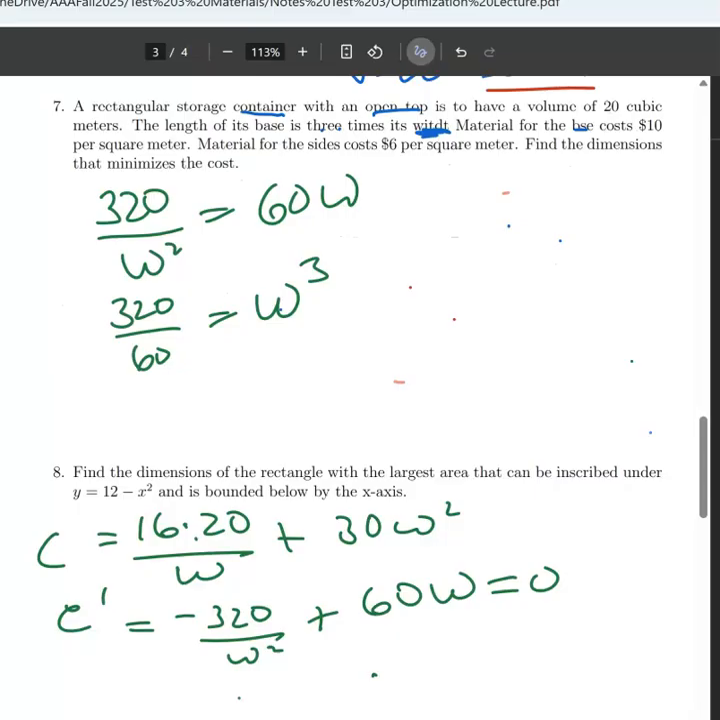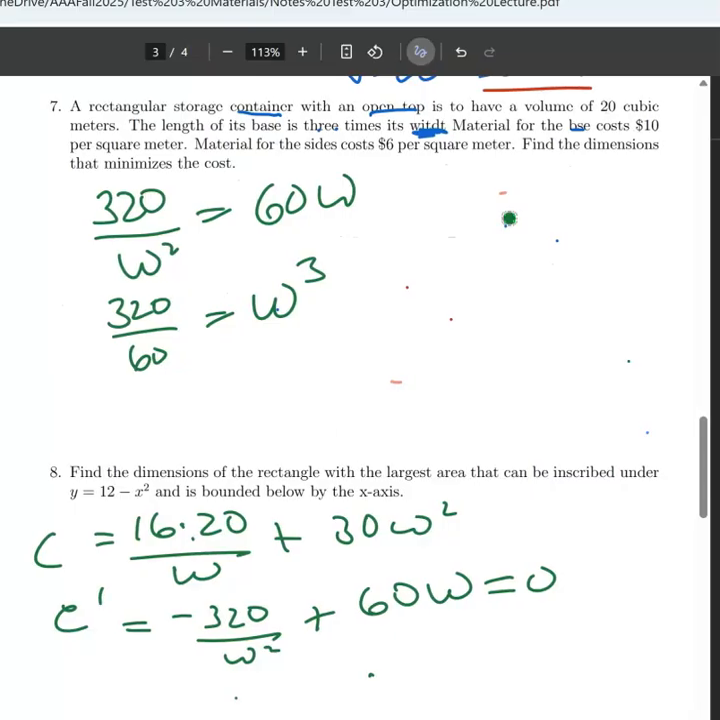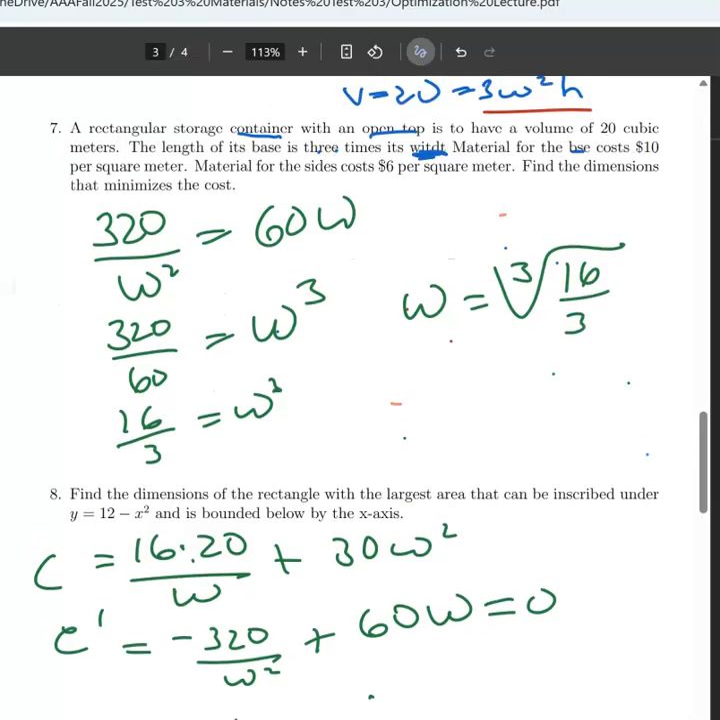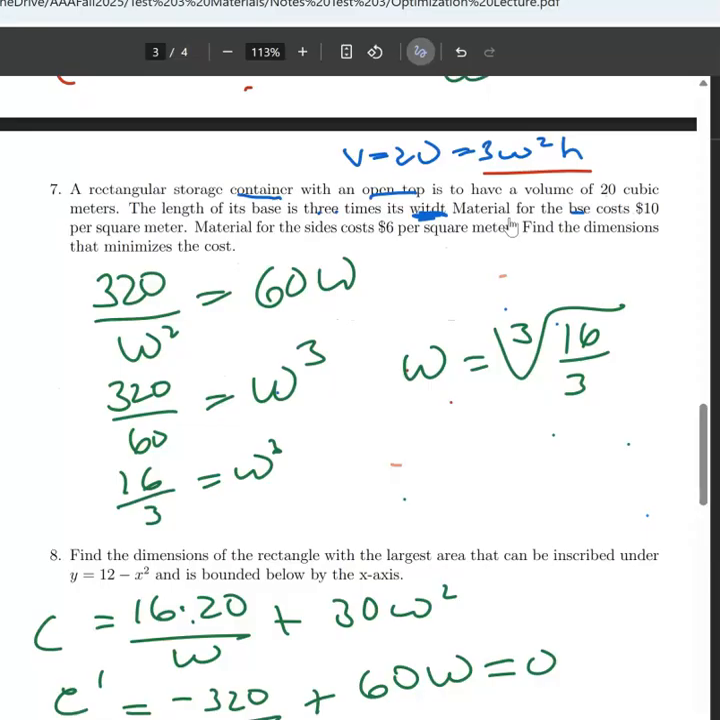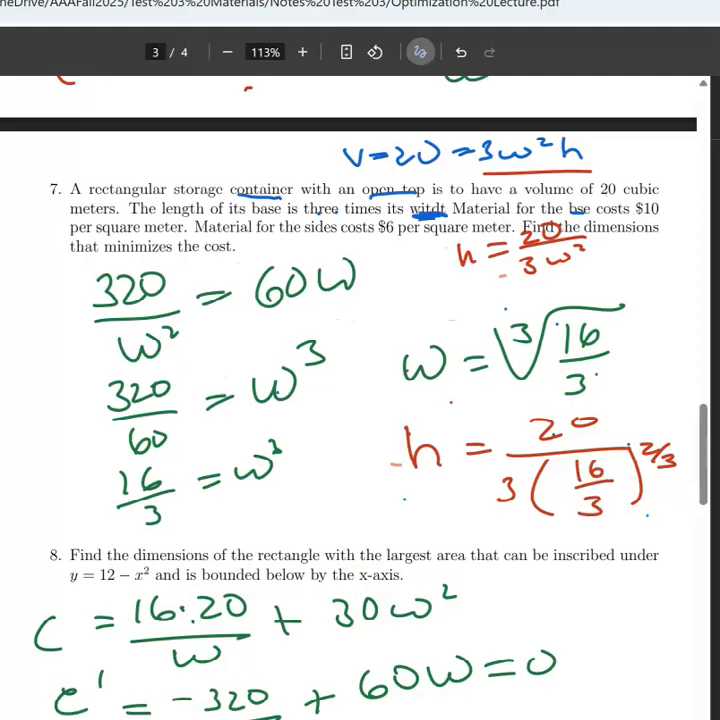It's not going to be a nice number. 32 divided by 6. Okay, so 16/3 is W cubed. And so W will equal the cube root of 16 over 3. And then we had our H, right? I guess I erased it. But I know my H was equal to 20 over 3W squared. So H will be 20 over 3, and then instead of the W, I put this in. So I'd have 2/3 power of this 16 over 3. Wow.